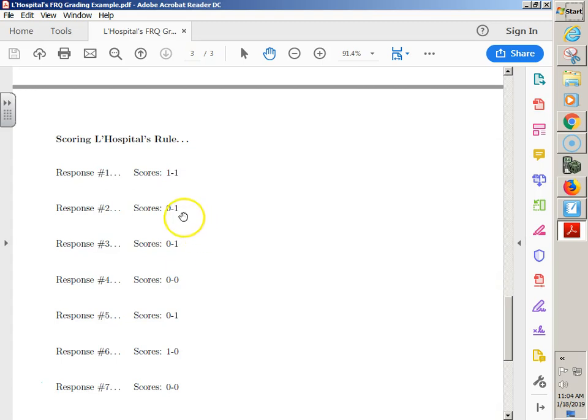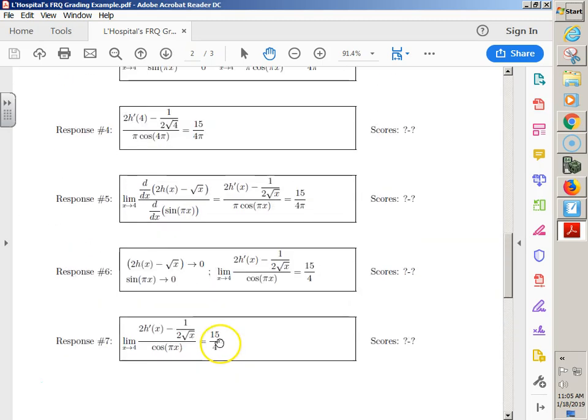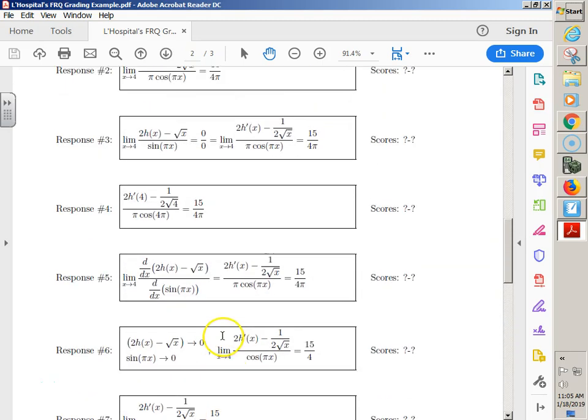I mean, you guys can kind of see the scores of the other ones. Let's try to figure out why. So we have another 0, 1, 0, 0, 0, 1, 1, 0, 0, 0. Uh-oh. Poor number 7. Oh, they didn't put a, yeah.